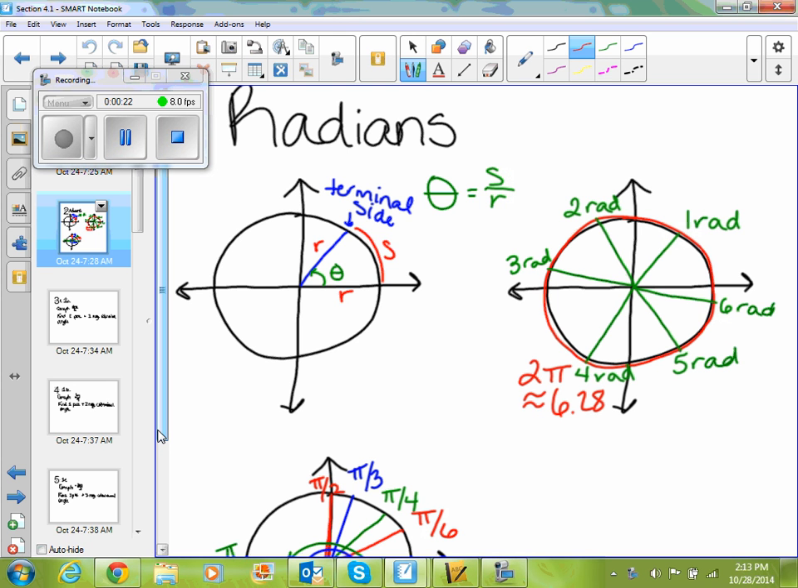Okay, so a circle all the way around is called 2 pi. And 2 pi is approximately equal to 6.28, which tells us that we have a little over 6 radians in our circle. It's kind of like dividing your circle like a pie into 6 pieces, except we have 6.28 pieces. So this little part is our 0.28.